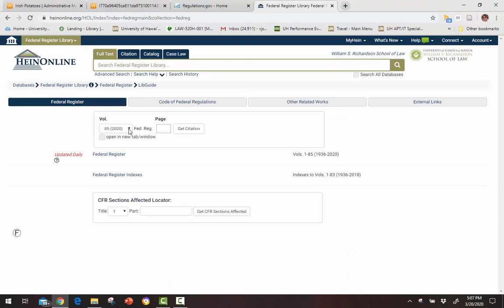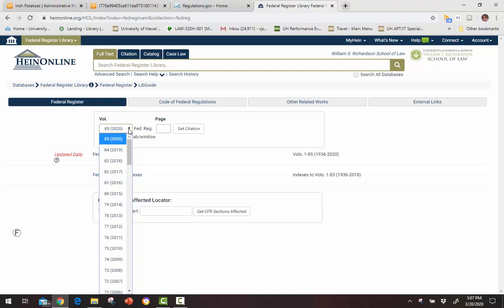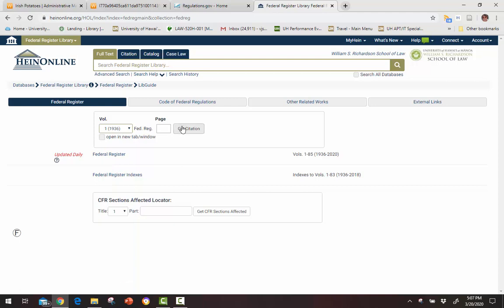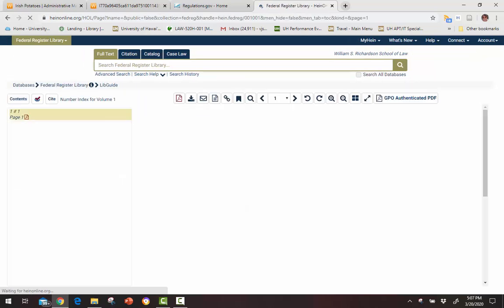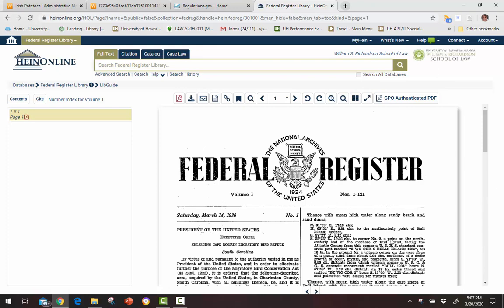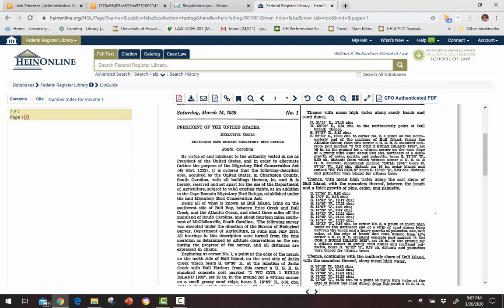So this year, we're in volume 85 of the Federal Register. What was the first year of the Federal Register? I don't know. I know it's in the 30s. It started way back in the 30s, so 1936. Let's see what the very first page of the very first Federal Register looked like. What were they talking about? The very first regulation had to do with... It's an executive order.